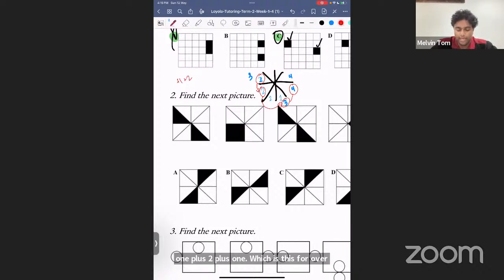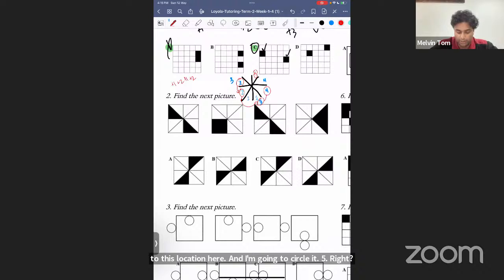To find where the answer should be, we know that it is plus 1, plus 2, plus 1. The next one should be plus 2. So from this 4, it goes 1, 2 to this location here, and I'm going to circle it, 5, right? So we know the answer has to have a triangle in the top right corner, and the answer cannot be D, cannot be B. We're left with A and C.